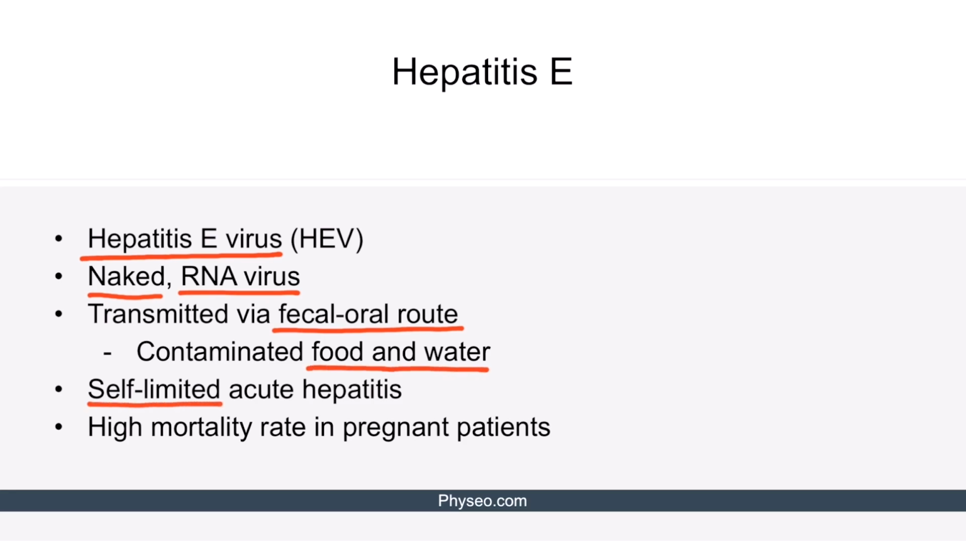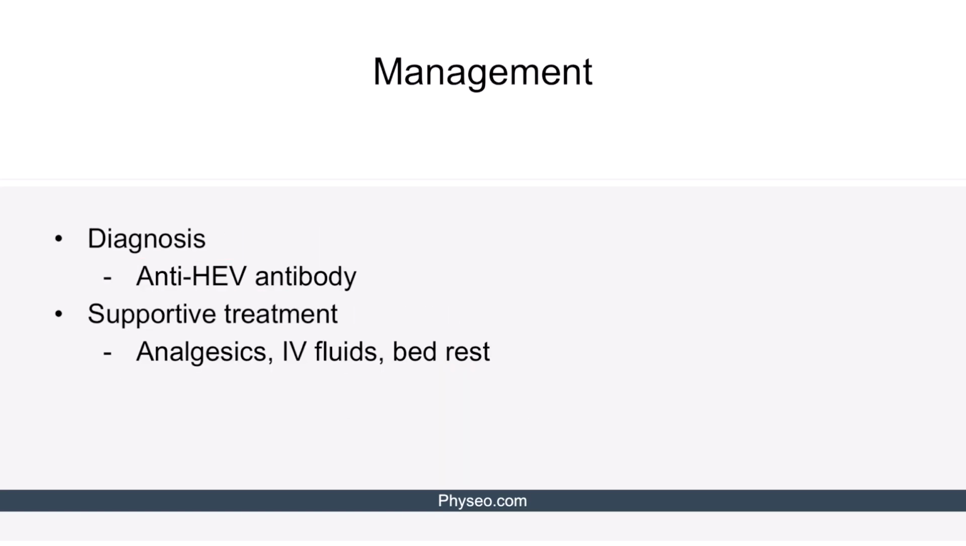It causes a self-limited acute hepatitis in healthy individuals. However, it's known for having a significantly high mortality rate in pregnant patients. The diagnosis is made by detecting anti-HEV antibodies, and the treatment is supportive, including analgesics, IV fluids, and bed rest.